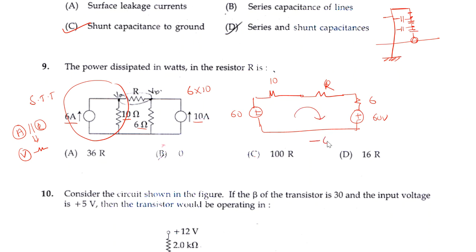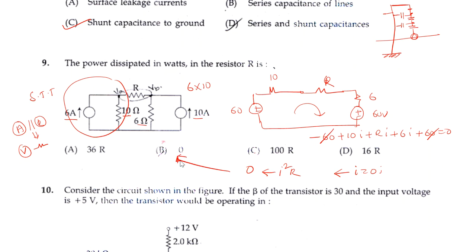60 volts is there. Now apply KVL in this loop: minus 60 plus 10 into I plus R into I plus 6 into I plus 60 equals 0. Minus 60 plus 60 gets cancelled. So simply I is equal to 0. As I is equal to 0, the power dissipated, I square R, will be equal to 0. So the answer is B. So the answer is B.